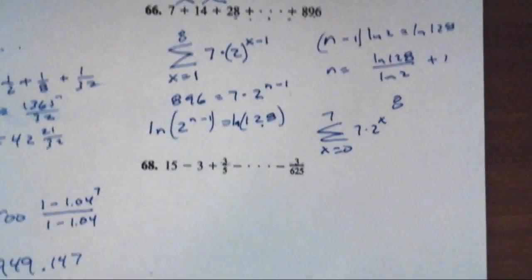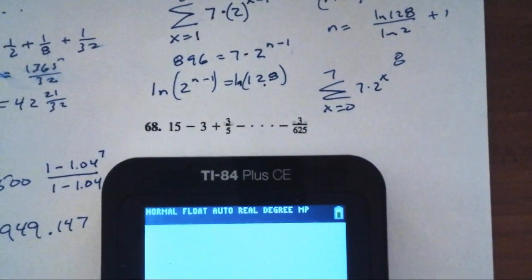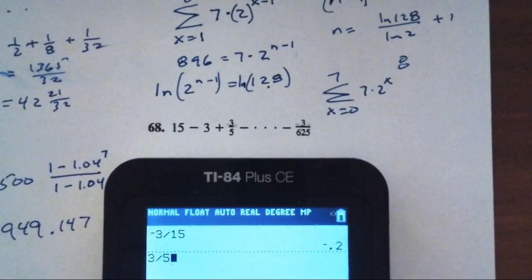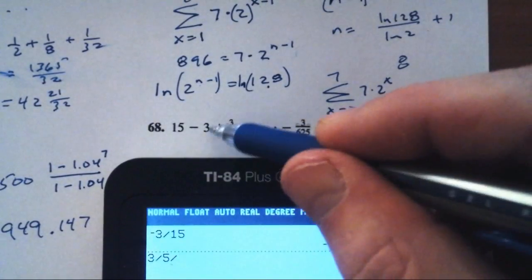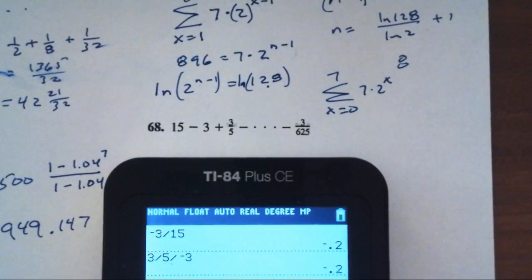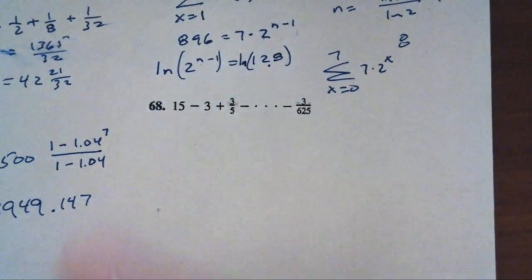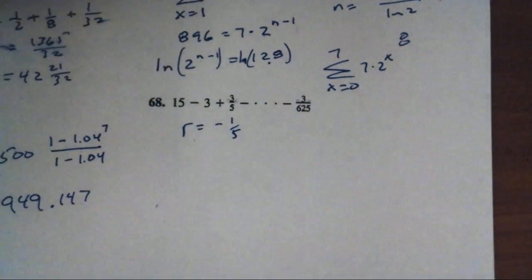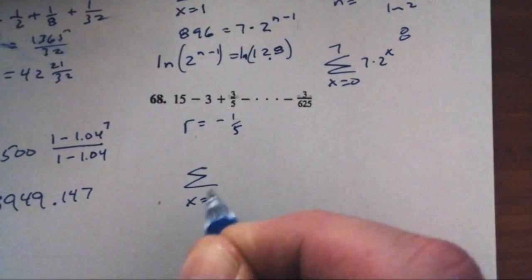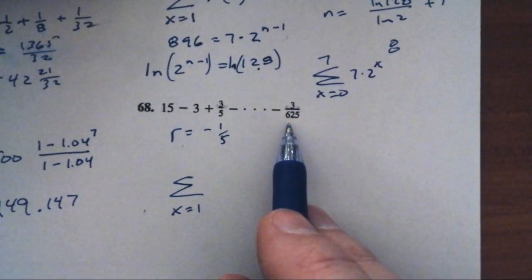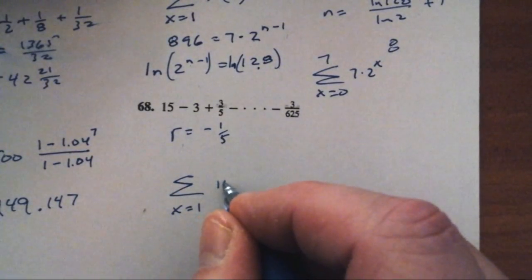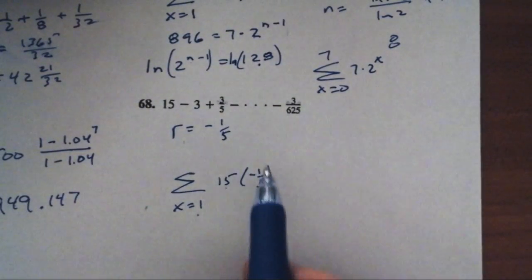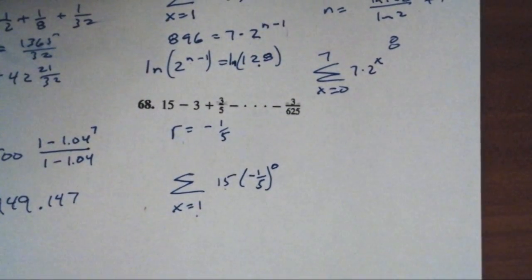Okay, so our common ratio, let's take a look. Is this thing geometric? Negative 3 divided by 15. 3/5 divided by negative 3. And yep, our common ratio is negative 0.2, or negative 1/5, negative 2/10, negative 1/5. So we could say x equals 1 to, we need to know what our last term is. We start with 15, we start multiplying by negative 1/5. But our first term is plain old 15. I need to negate this, so to the 0th.